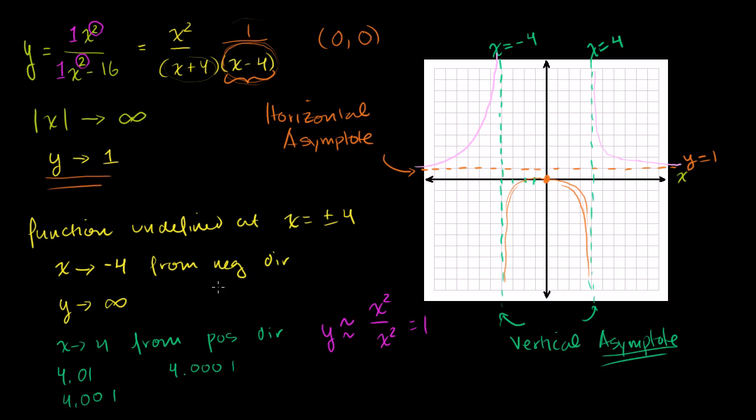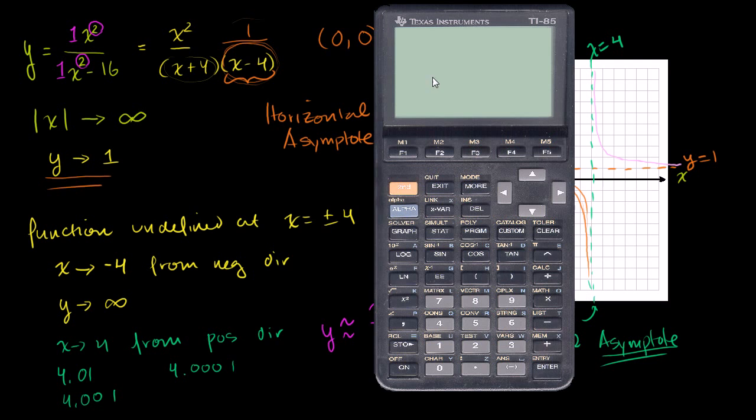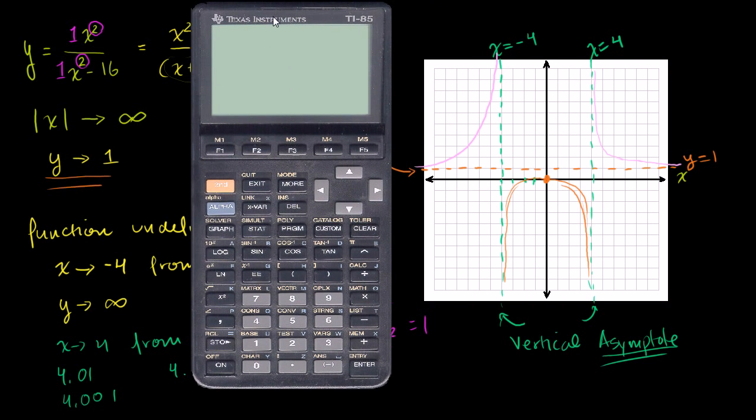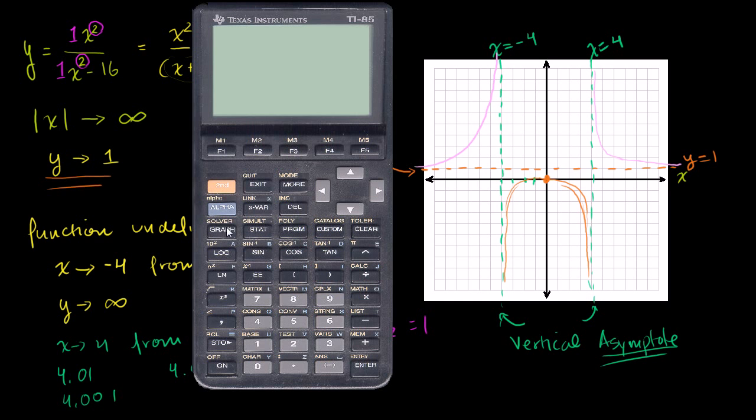Now, just to validate that we hopefully got the right answer, let's actually graph our rational function. So let me turn it on. Let me graph it. I'm going to say y is equal to x squared divided by x squared minus 16. And let's see what we get. Nope, I just want to graph it. Oh, my range is off. Let me do my range.